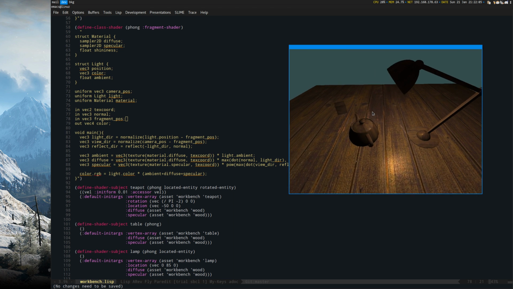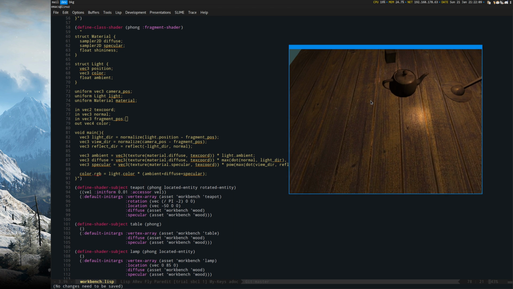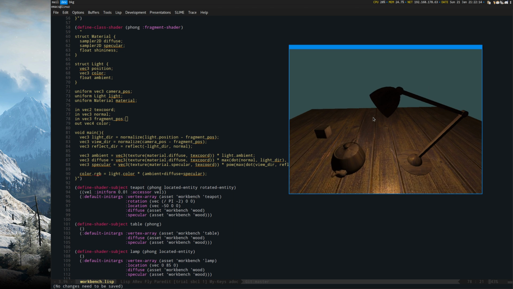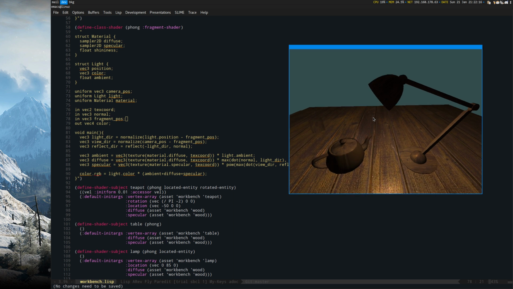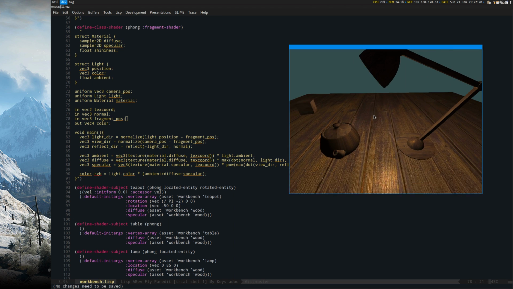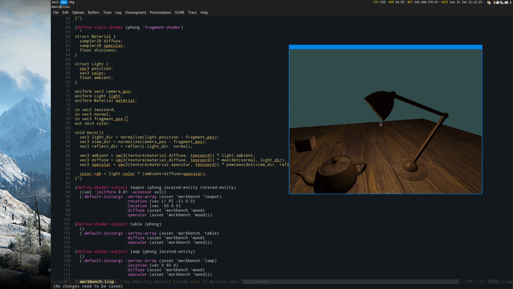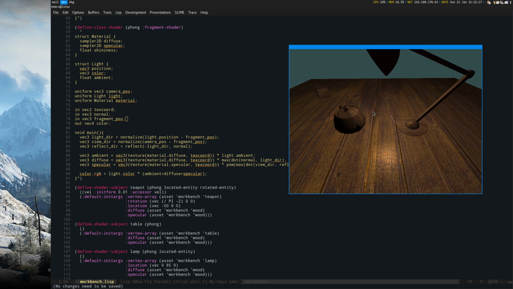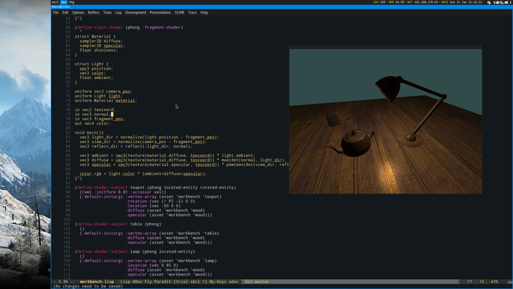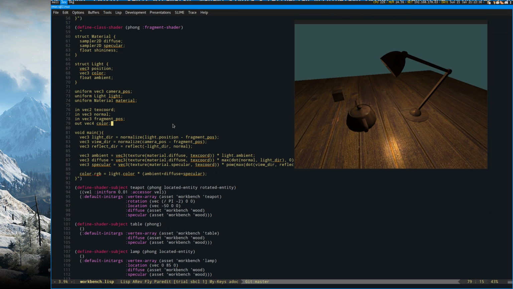Things look weird right now because I'm using the same maps for diffuse and specular, and because obviously I don't have any other textures. Okay. Welcome to early 2000s graphics. Right.